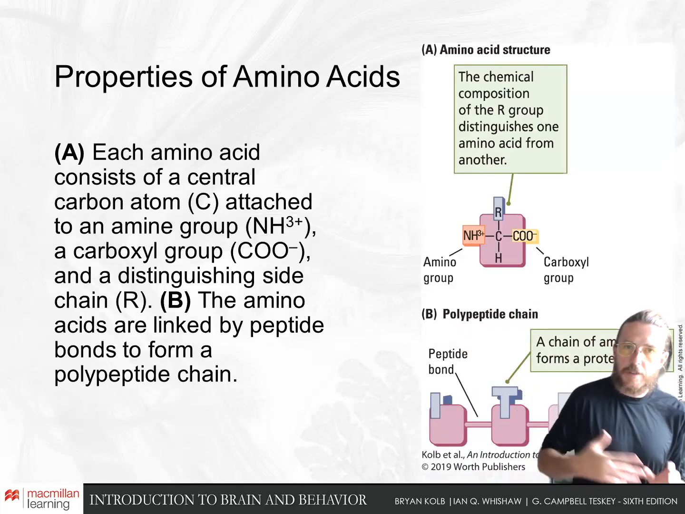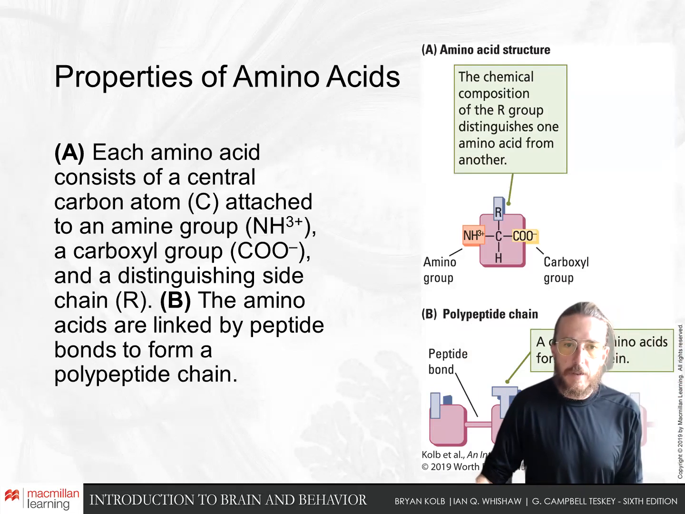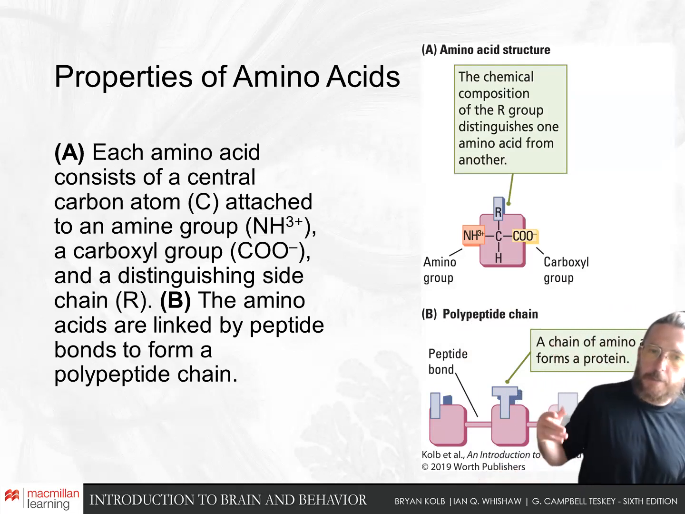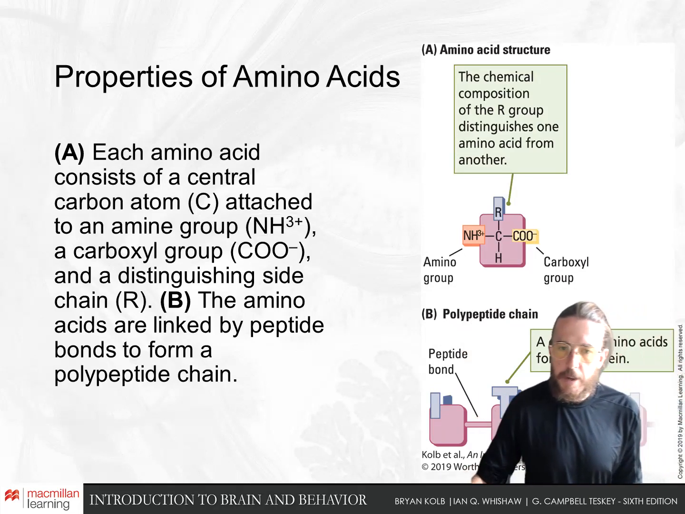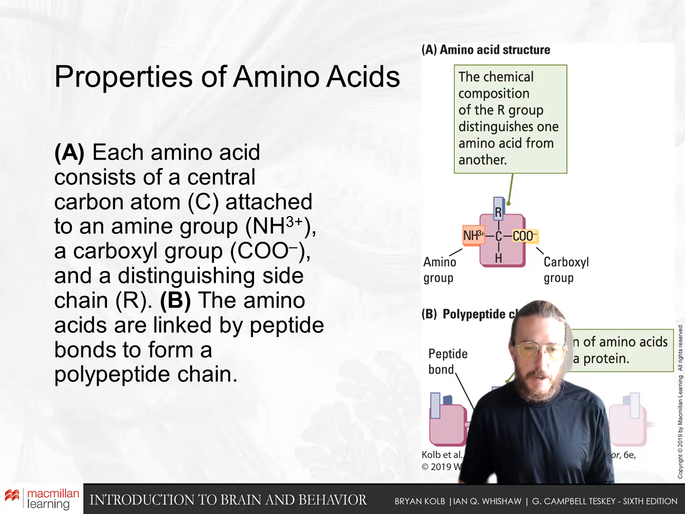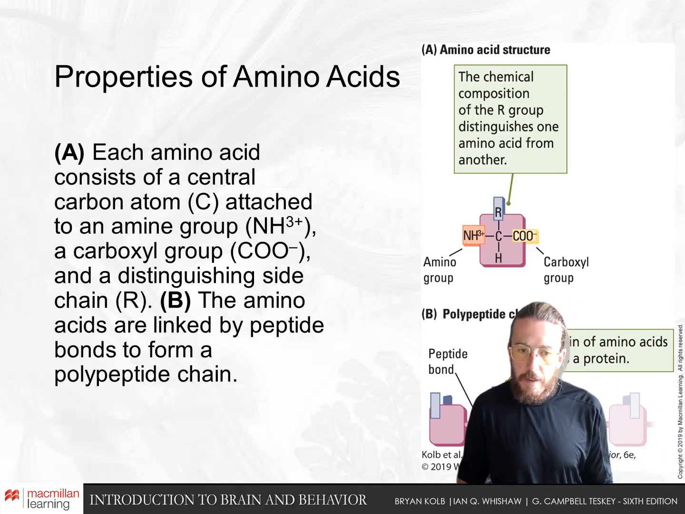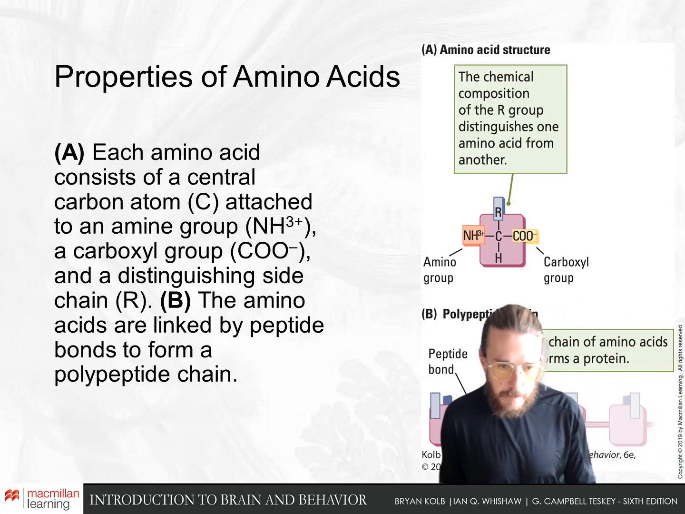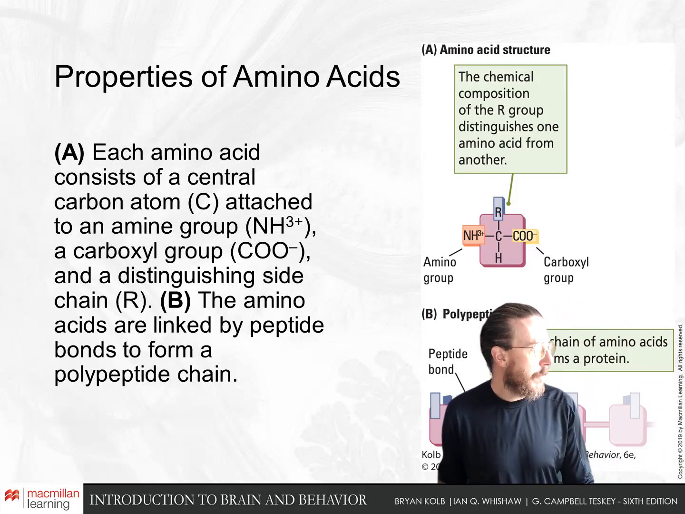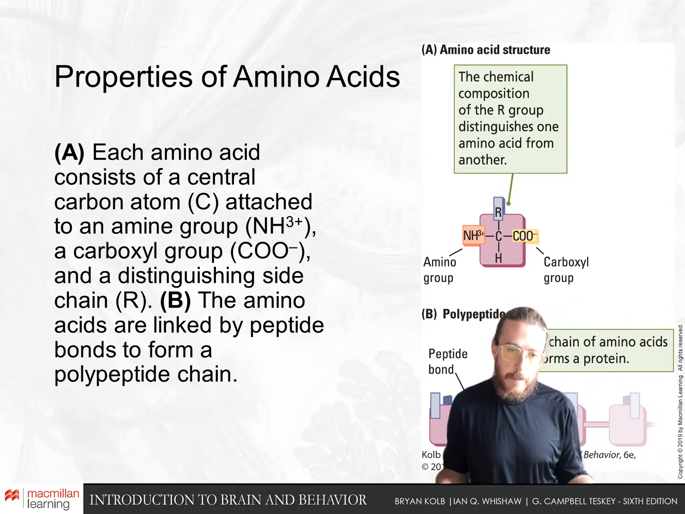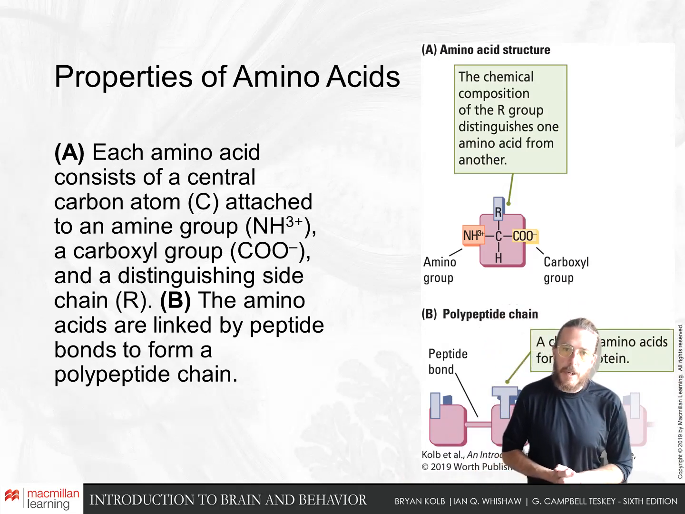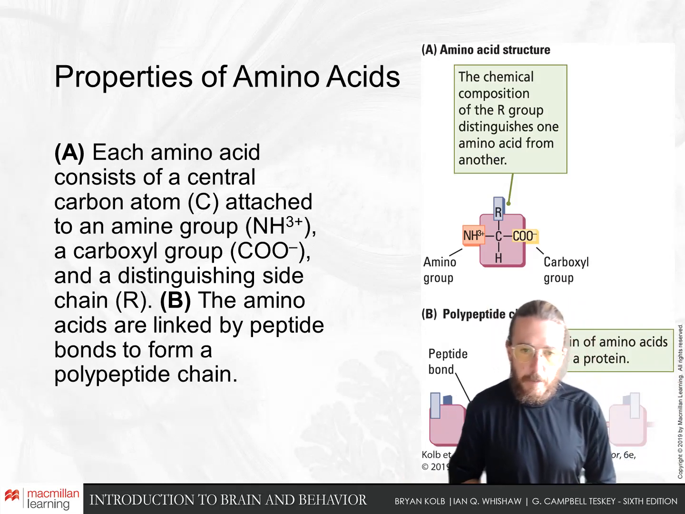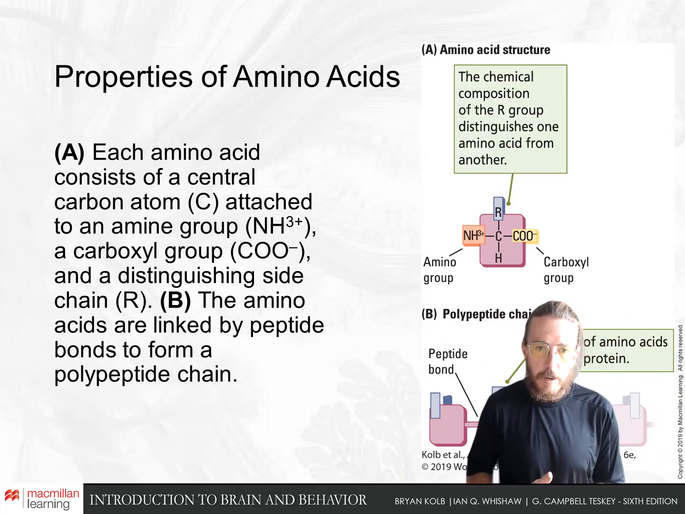Okay, so this is the chemical composition of one of these amino acids, and this is a polypeptide chain of these amino acids that together forms a protein. One example of a protein that's very popular right now in the media is the spike protein on the outside of the coronavirus that can be made by our genetic code.